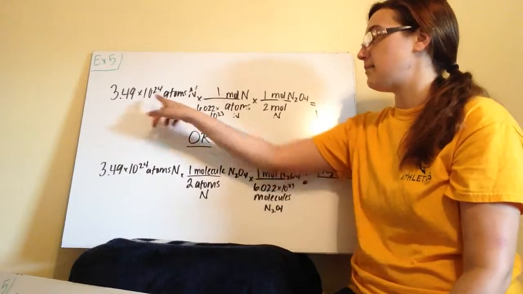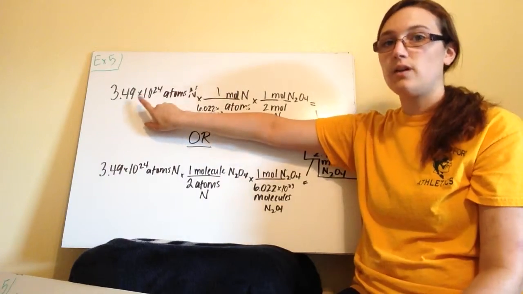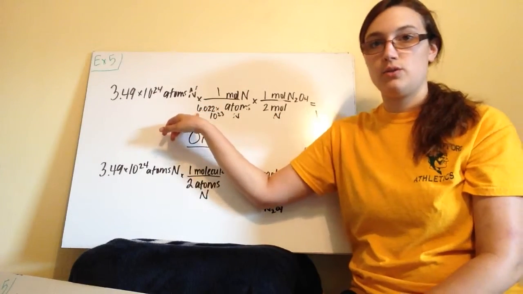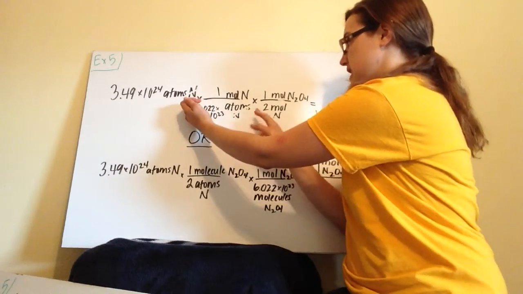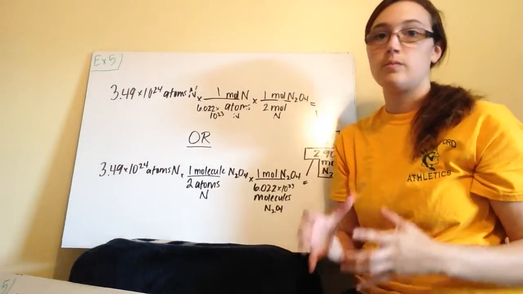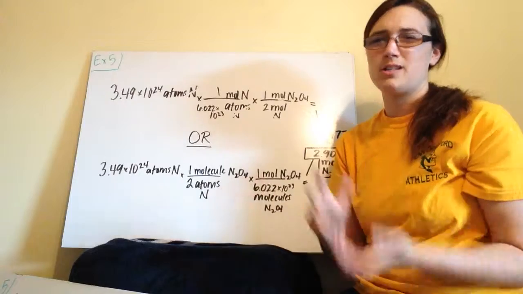So what I did in my calculator is I put in 3.49 E24 divided by 6.022 E23, and that's in parentheses, times 2. So what's on the bottom is in parentheses. Make sure that you do that, otherwise your calculator will follow order of operations and won't give you the right number.